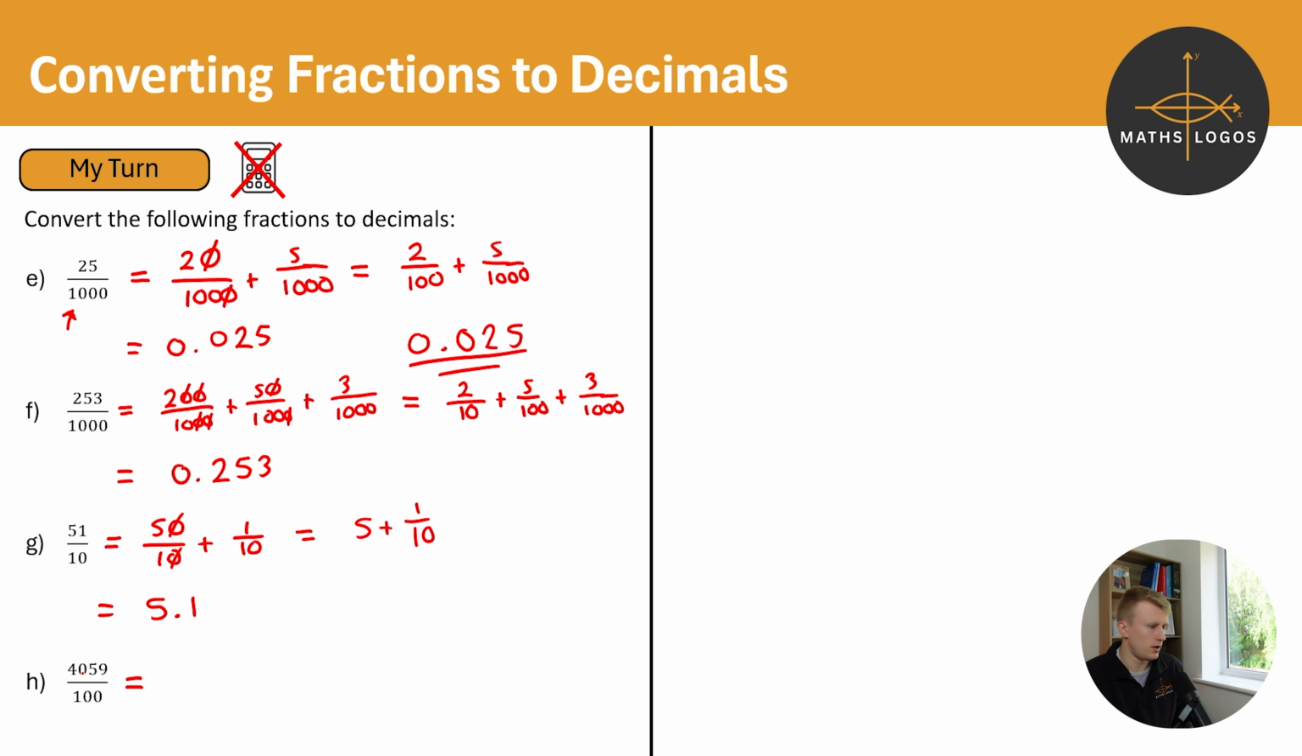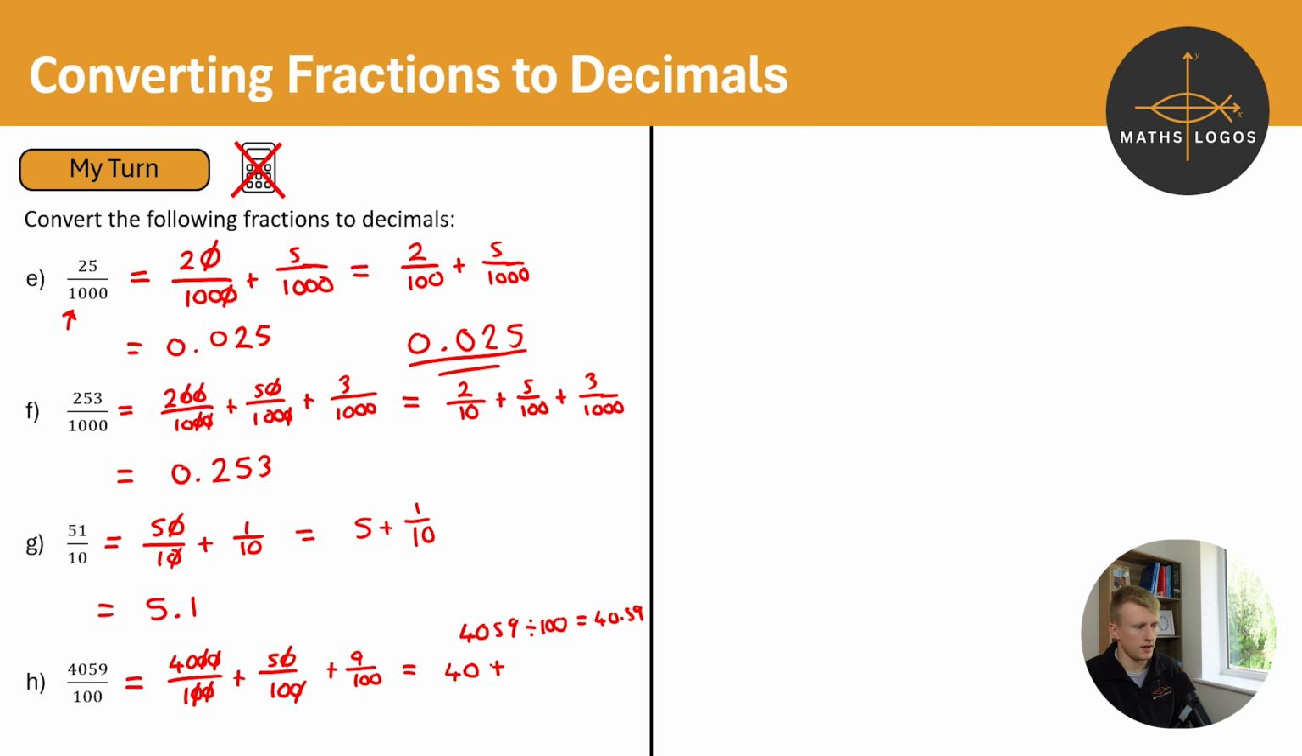Our next example, 4,059 divided by 100. So of course, like we've seen in the previous example, I could simply divide through by 100, and that would give me 40.59. But let's look at it in terms of place value. I have 4,000 hundredths and 50 hundredths, and then 9 hundredths. And let's simplify each of these fractions. I can divide through by 100 on the numerator and denominator. That leaves me with 40. And I can divide through by 10 on the numerator and denominator of this fraction. That leaves me with 5/10. And the 9 hundredths I'll leave as it is.